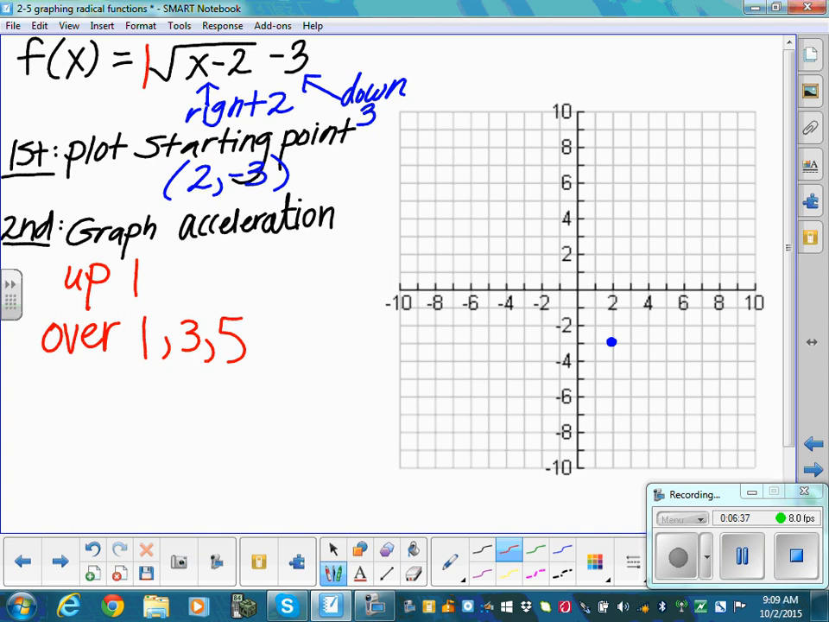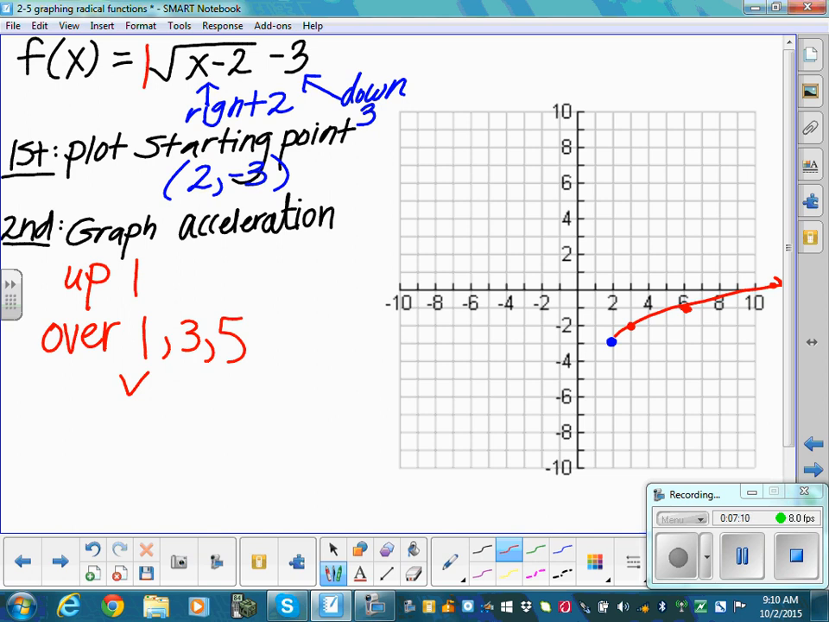Okay? All right, so from the starting point, we're going up 1, up our a value, over 1. We just did that one, up 1 over 1. Now we're going to go up 1 over 3, up 1 over 1, 2, 3, and then up 1 over 5. Up 1 over 1, 2, 3, 4, and 5. And then we can go ahead and graph it. Questions on that? Okay, let's do another one.